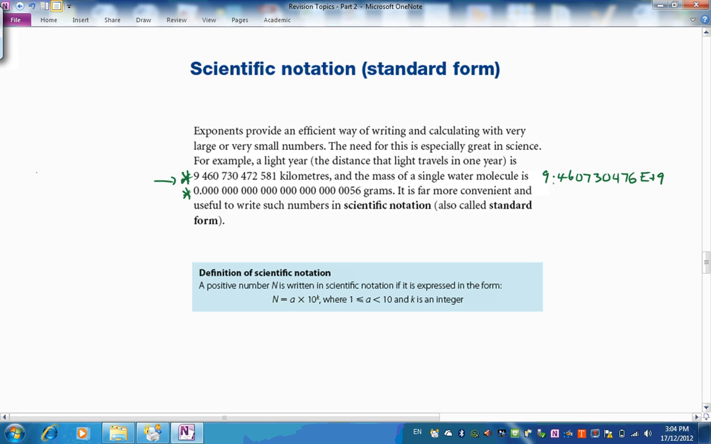Meaning that you really have to move the decimal here. So it's an abbreviated form. And what does this mean on the calculator? It means exponent 9. Or exponent of what? Exponent of 10. Or power of 10.